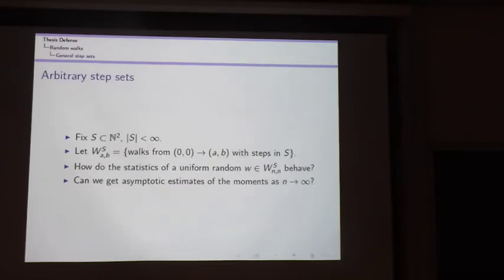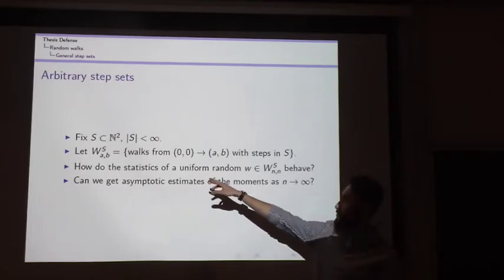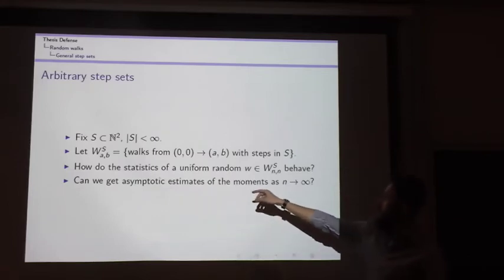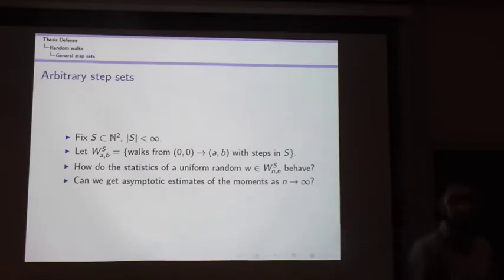So, okay, now what if we get a little more complicated? Before we were looking at two possible steps, right? You can walk to the right or you can walk up. So then we said, okay, what if we allow arbitrary steps? What if you fix some set of allowable steps, and then you look at the walks, say from 0,0 to (a,b), that use only those steps?